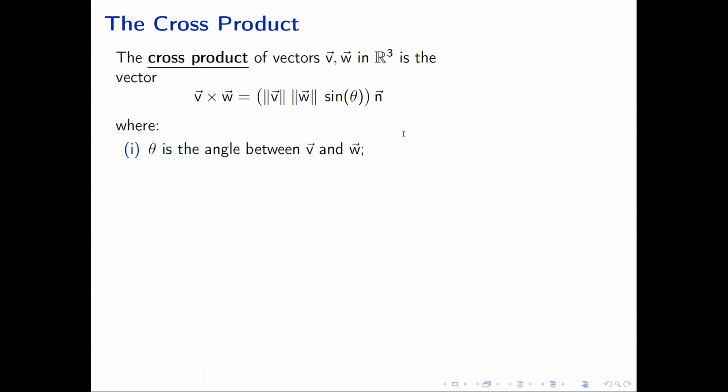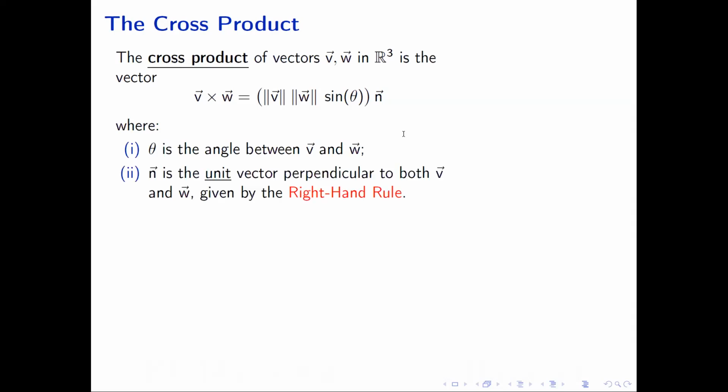Theta is the little angle between v and w. n is the unit vector perpendicular to both v and w, but there are two of those, so use the one given by the right-hand rule.